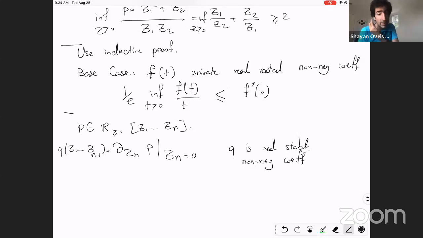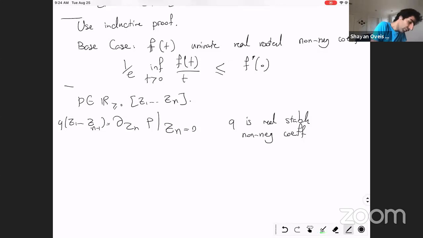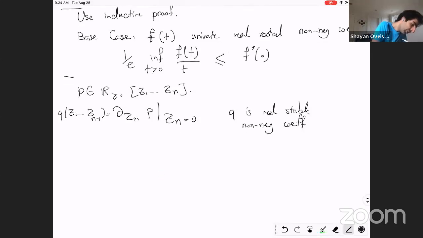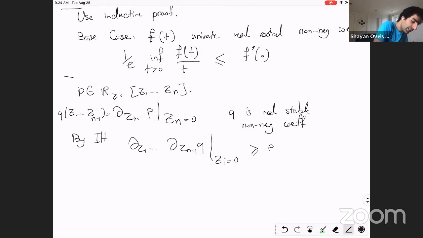Therefore, I can apply my induction hypothesis to Q. So what would I get? By the induction hypothesis, I know that partial Z1 up to partial Zn minus 1 of Q at Zi equal to 0 is at least e to the minus n minus 1 times the infimum of Q over Z1 up to Zn minus 1.